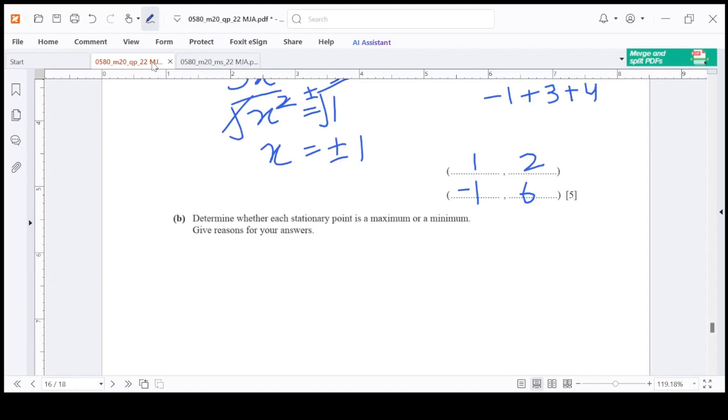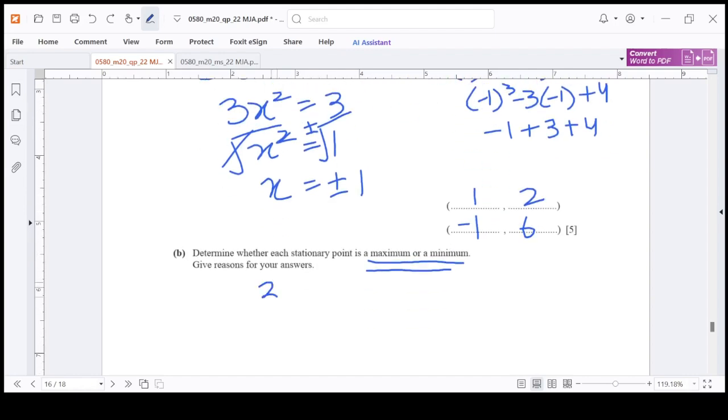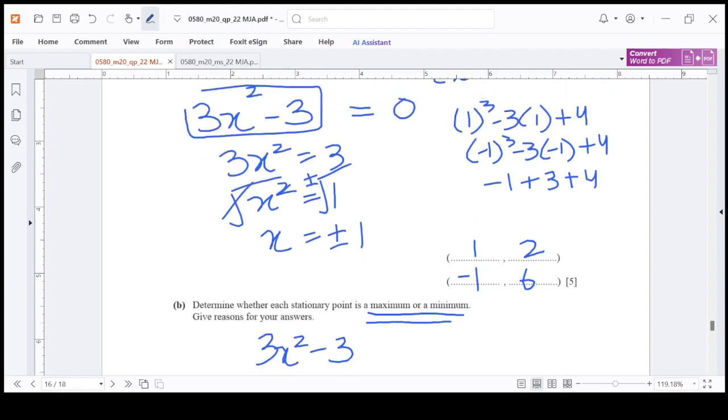Determine whether each stationary point is a maximum or minimum. To tell if the stationary point is a maximum or minimum, you have to differentiate again. So we differentiated it once and got 3x squared minus 3. This was the first derivative. Now we differentiate it again.